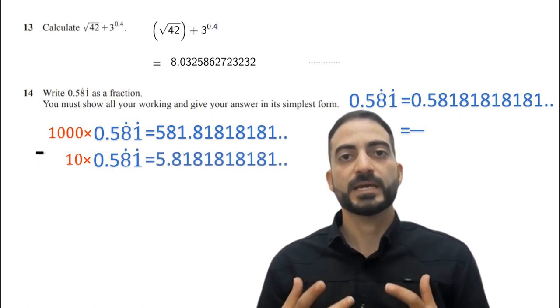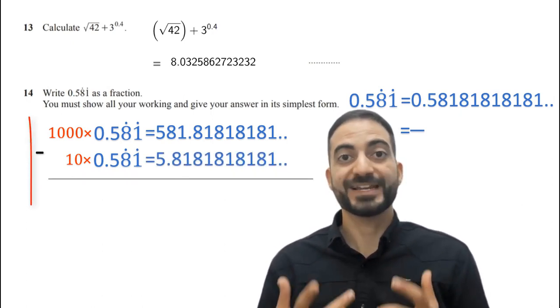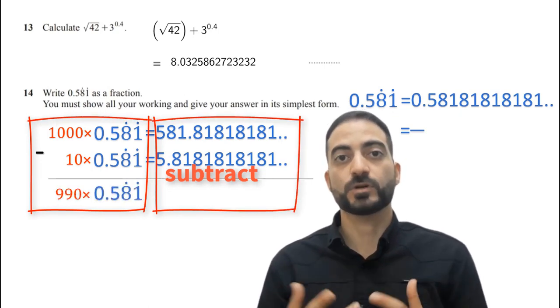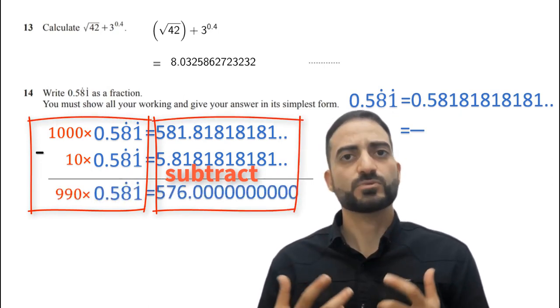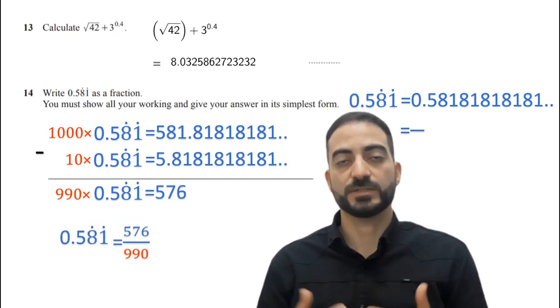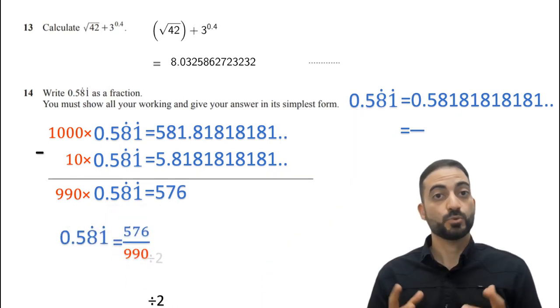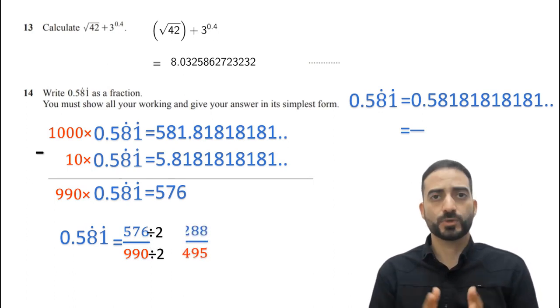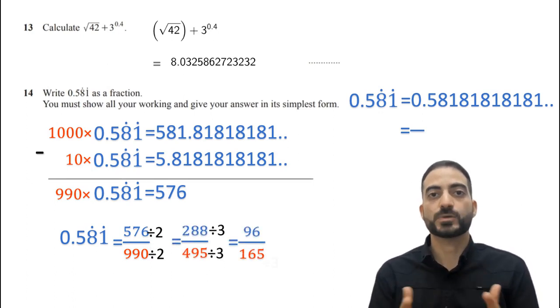The third step is to subtract them from each other and get this form. Thus, we have converted the recurring number to a fraction. Now we can simplify to get the final answer.